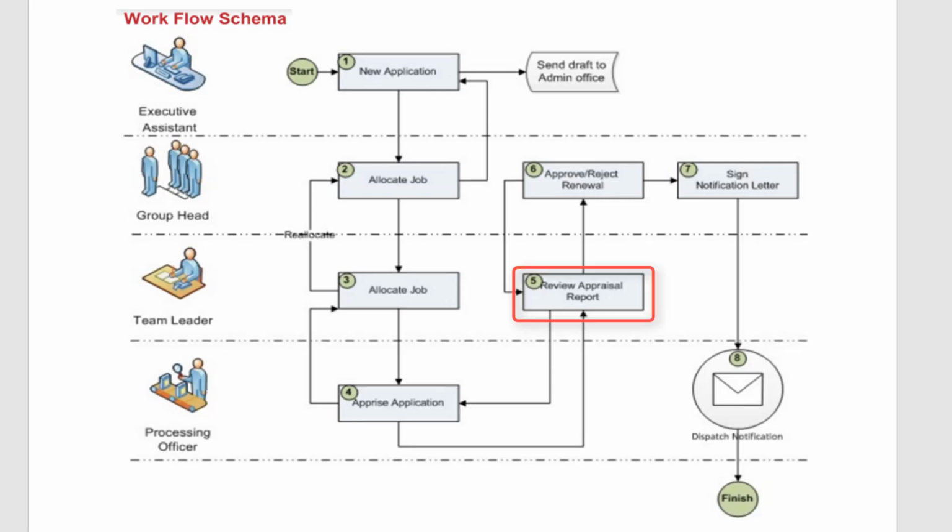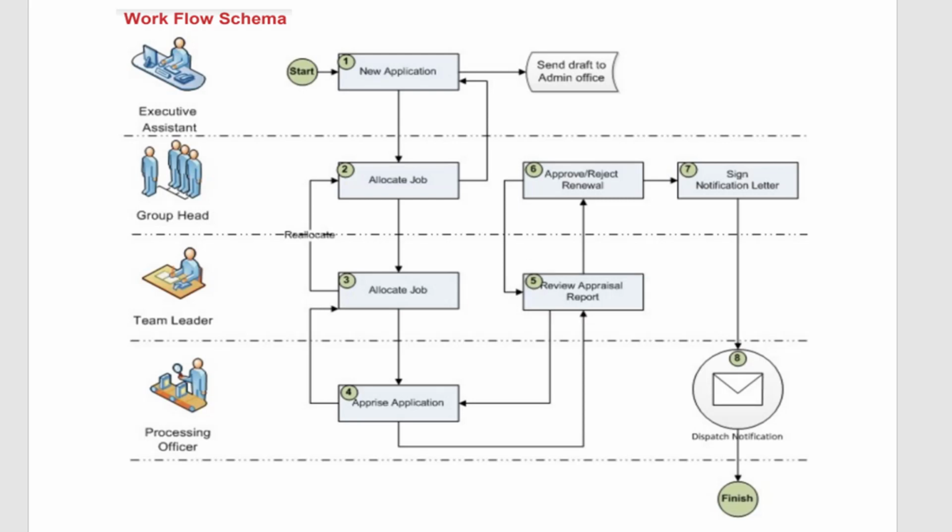So upon completion of appraisal by the processing officer, the job is then moved to the team leader. So the team leader reviews what the appraising and processing officer has done. Once he's okay with it, he can then submit the job, which moves it to the group head for further review. But if he or she isn't okay, he can then return the job back to the processing officer.